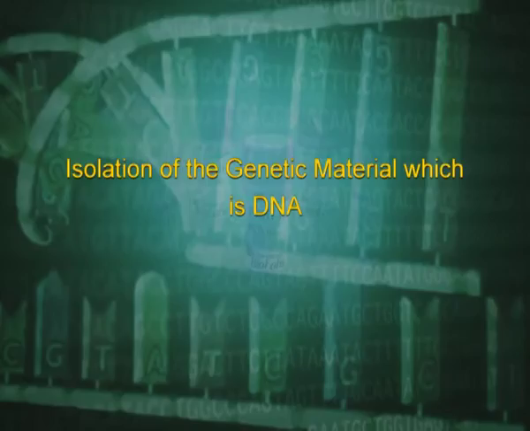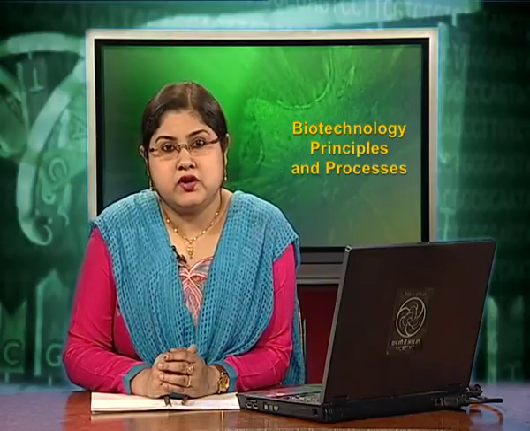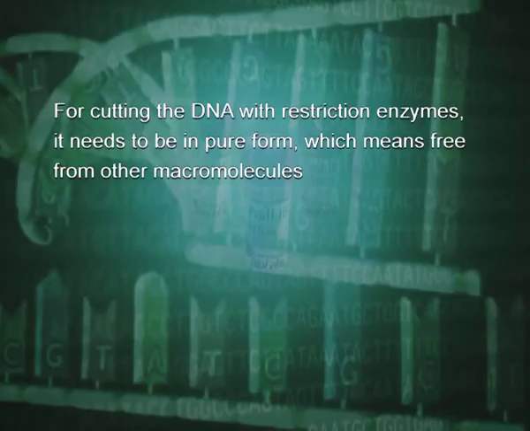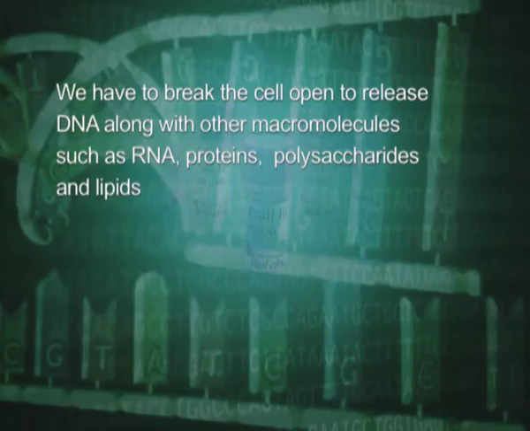The first in the order is isolation of the genetic material, which is DNA. As we know, the genetic material in the majority of organisms is deoxyribonucleic acid or DNA. For cutting the DNA with restriction enzymes, it needs to be in pure form, which means free from other macromolecules. Since the DNA is enclosed within the membranes, we have to break the cell open to release DNA along with other macromolecules such as RNA, proteins, polysaccharides and lipids.